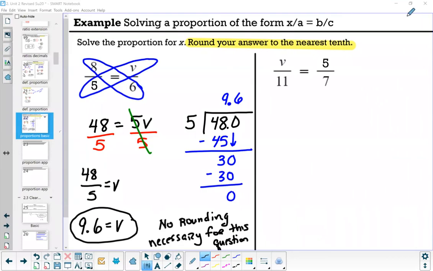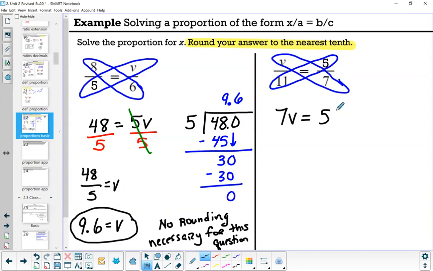All right, we're going to solve this proportion by cross multiplying because it's fast. So multiply that and this. So I'm going to have 7V equals 55. And then I'm going to divide both sides by 7. So I have V equals 55 over 7. All right. Here comes the long division.